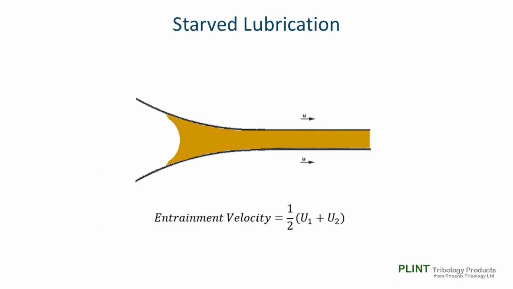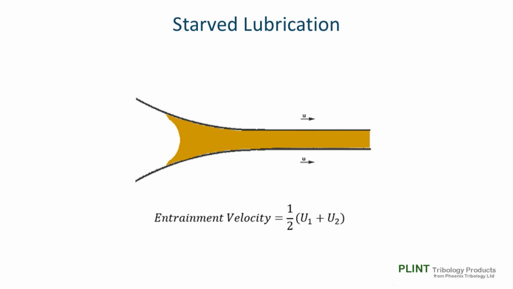In order to generate elastohydrodynamic separation of the surfaces, any system must fulfill three requirements. Firstly, a lubricant with sufficient viscosity and pressure viscosity coefficient is required. Secondly, there must be a mechanism for delivering the lubricant to where it is required and in sufficient quantity to flood the inlet to the contact. Thirdly, there must be a sufficient entrainment velocity to carry the lubricant into the contact in order for it to generate the necessary elastohydrodynamic separation.